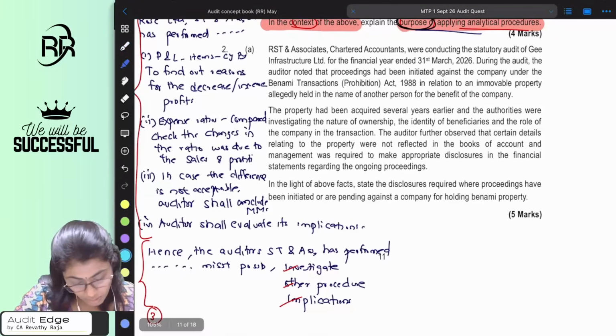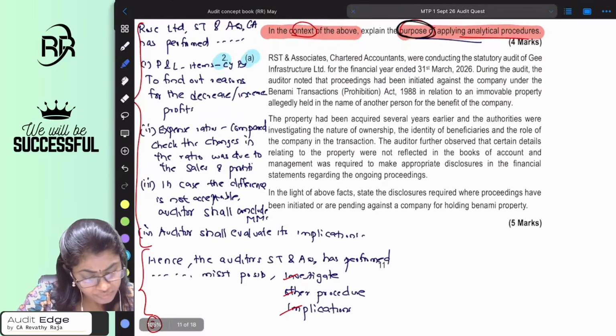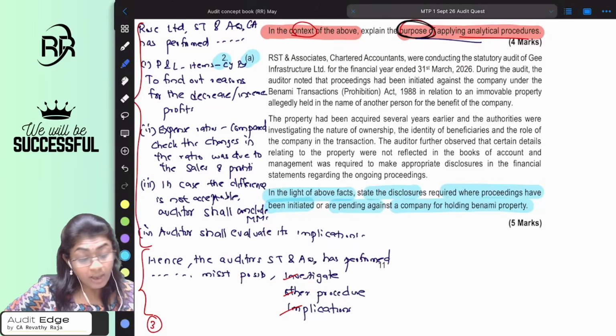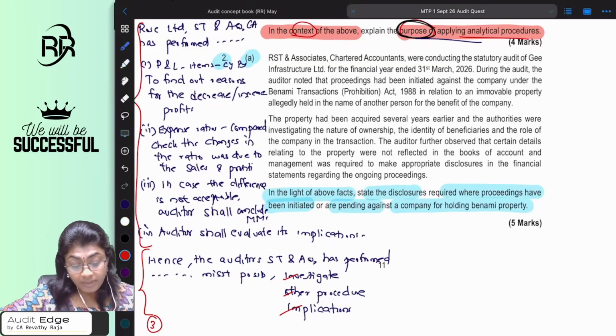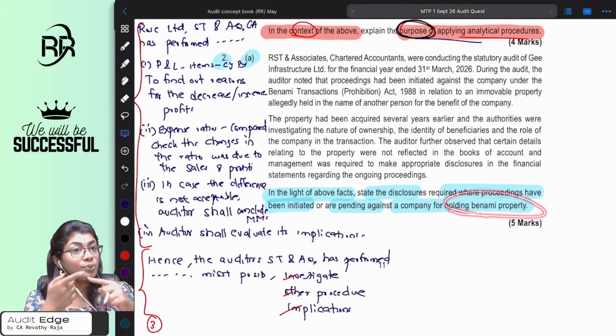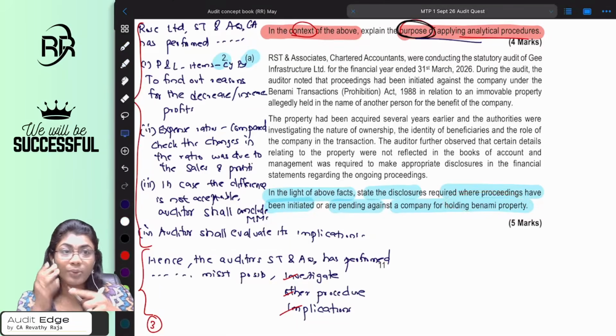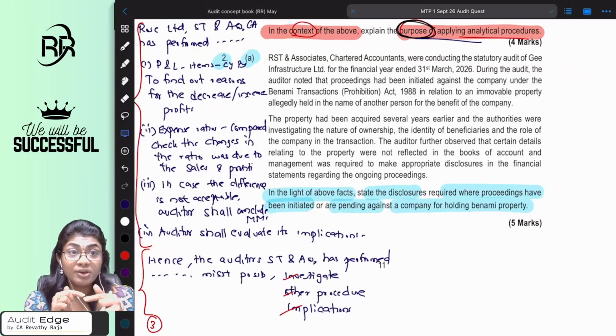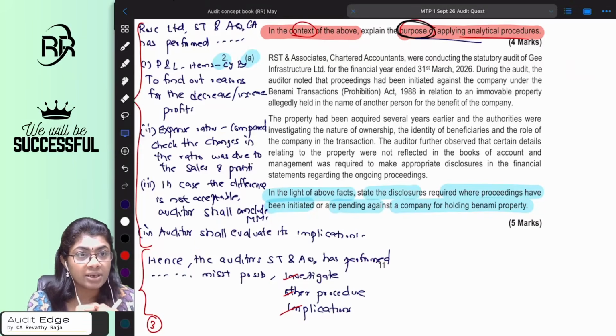Question number 2A. In the light of above facts, state the disclosure required where proceedings have been initiated against the company for Benami property. See, whenever a question comes on Benami property, two things will come to your mind. One, CARO clause 1, PPE. Next, chapter number 5, disclosure regarding the Benami transactions.